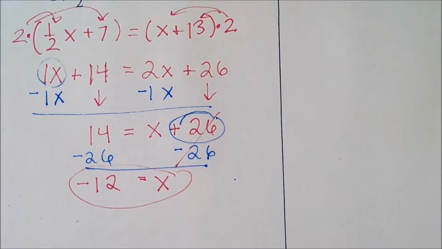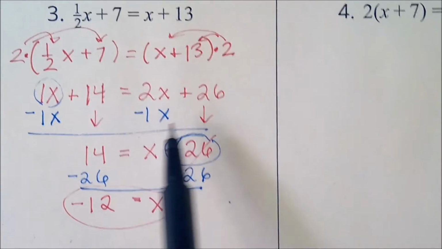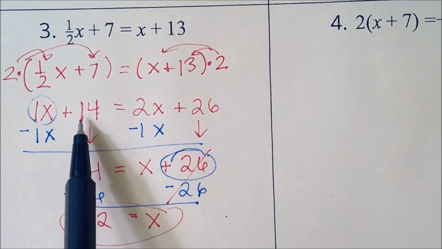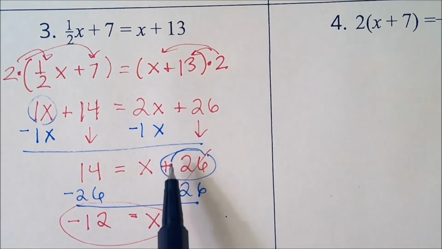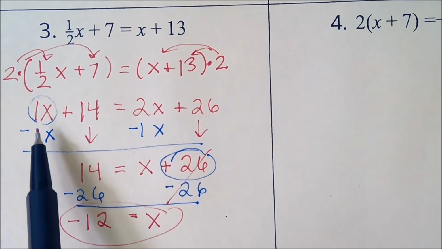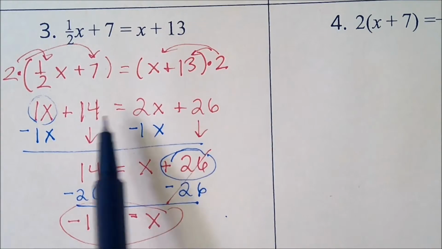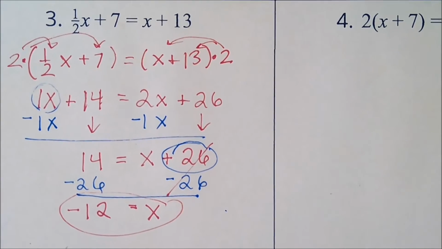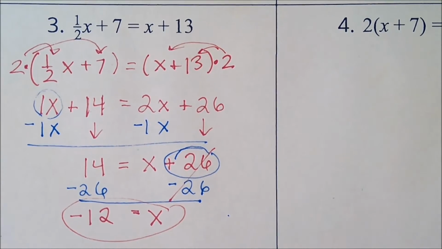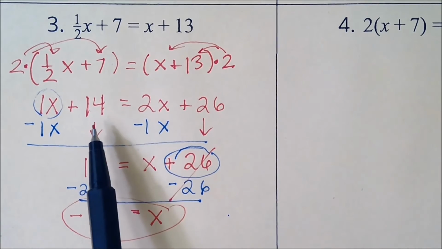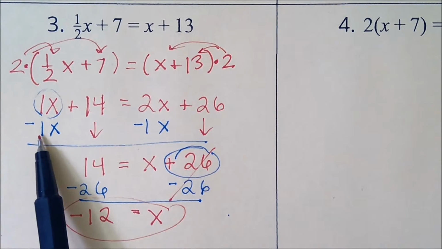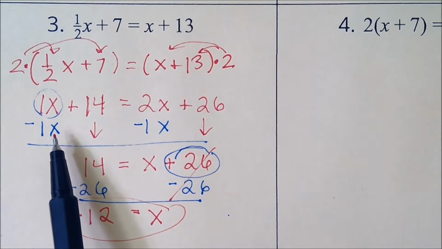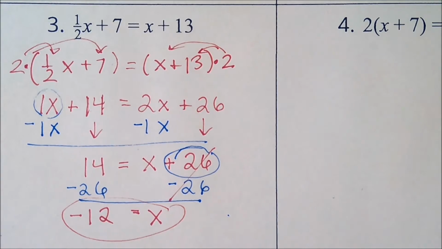Now again, when you're solving, you could have chosen to add negative 14 to each side. You could have added negative 2x to each side, negative 26 to each side. And I would suggest, if you have room, that you try solving this, maybe choosing a different number instead of the x, and see if you still get the same answer as me.